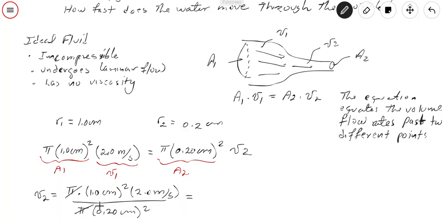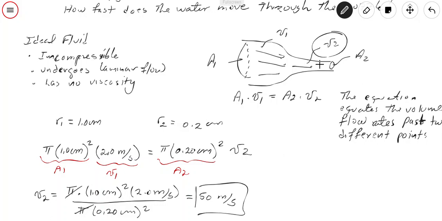So you square 1, so it's going to be 1 centimeter squared times 2.0 meters per second, and then you're going to divide that by 0.2 squared, that is 0.04 centimeters squared, and the result of that is 50 meters per second. So we found that the velocity 2, the velocity in this region with less radius, is of course higher than the velocity of the fluid in this other region, and is equal to 50 meters per second in this case. So this is basically what the continuity equation is about.